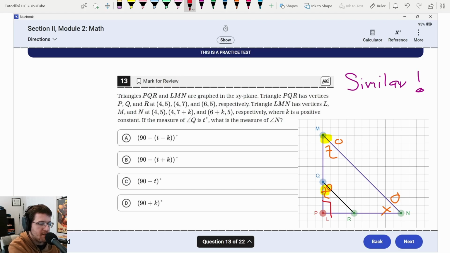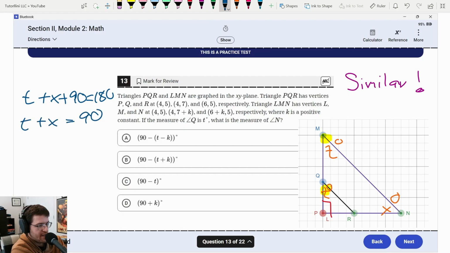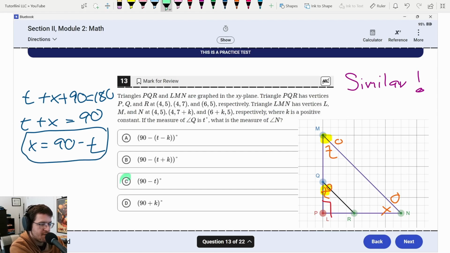If you look at the big outer triangle, the angles have to add up to 180 degrees, right? So t plus x plus 90 must equal 180. If I subtract 90 from both sides, I get t plus x equals 90. And now they want me to find x, the measure of angle N. So if I subtract t from both sides, I get x equals 90 minus t degrees. And that gives us choice C.